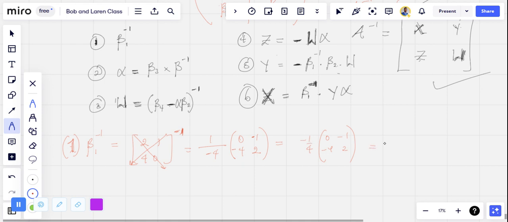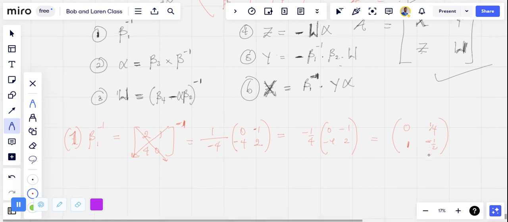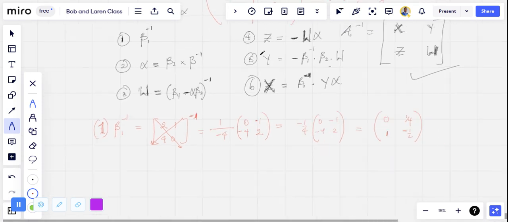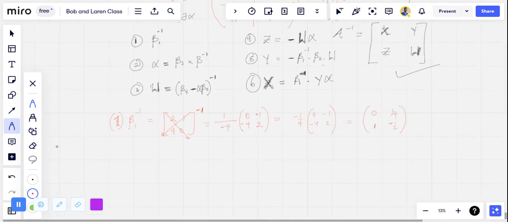I don't like putting it outside, I love putting it inside. So this is scalar multiplication of a matrix. Minus 1 over 4 times 0, that's 0. Minus 1 over 4 times minus 1, that's 1 over 4. Minus 4 times this, that's 1, over 4 will cancel 4. And if this multiplies this, I will have minus 1 over 2. So this is my beta 1 inverse for step 1. I still want to zoom it out there.